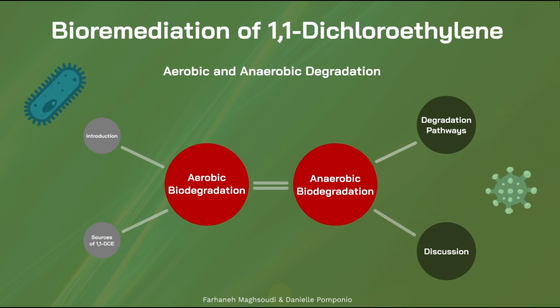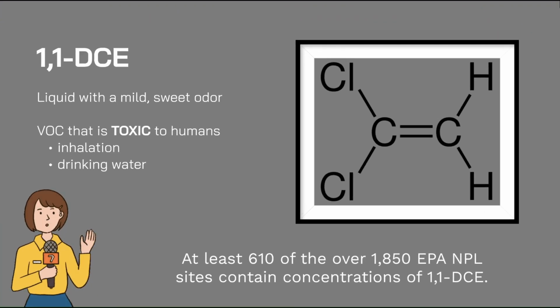Good afternoon. Today we will be reviewing the aerobic and anaerobic biodegradation of 1,1-dichloroethylene, more simply referred to as 1,1-DCE. 1,1-DCE does not naturally occur in the environment, it is a manufactured compound. It's a liquid with a mild, sweet odor.